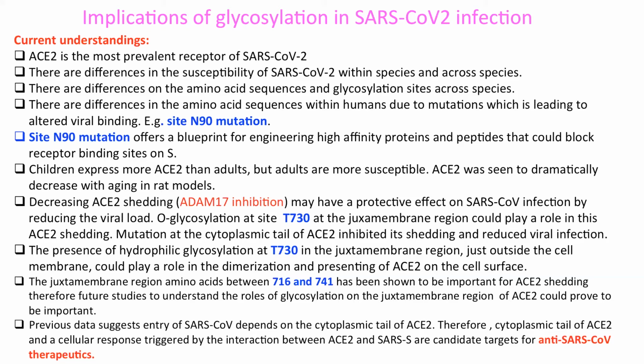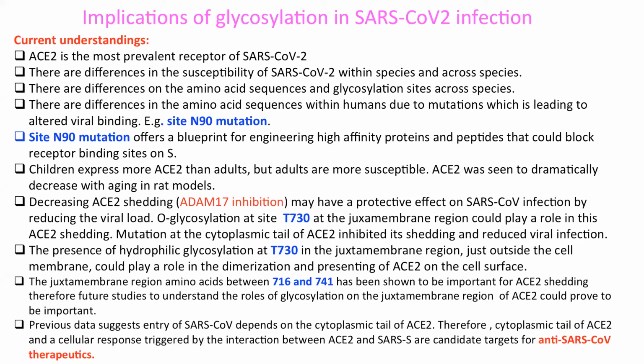I want to particularly cite this site N90 mutation. Site N90 mutations offer a blueprint for engineering high affinity proteins and peptides that could block receptor binding sites on the S. Children express more ACE2 than adults, but adults are more susceptible. ACE2 has been seen to dramatically decrease with aging in rat models.